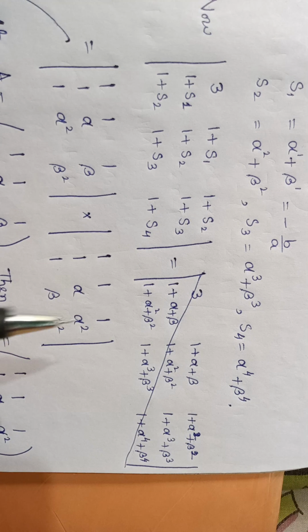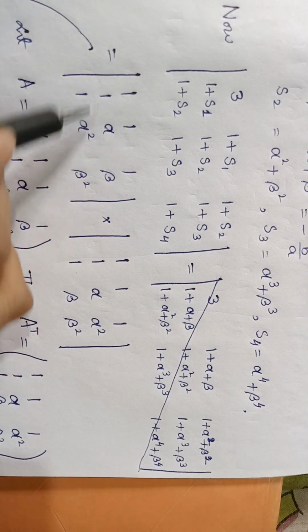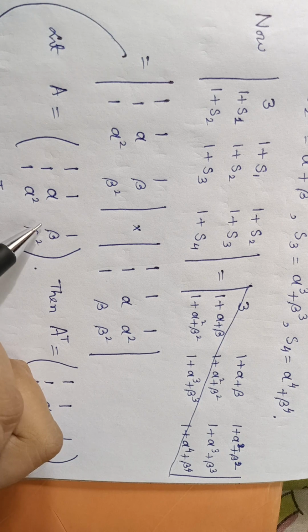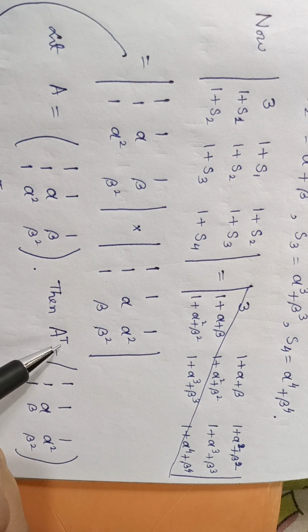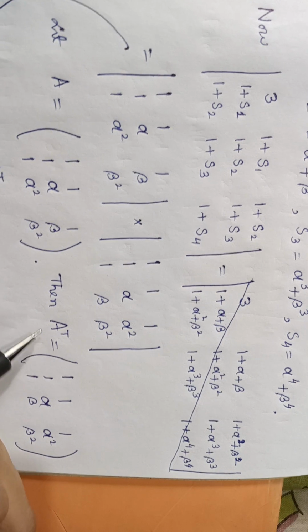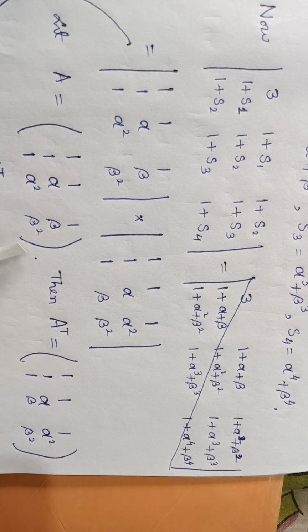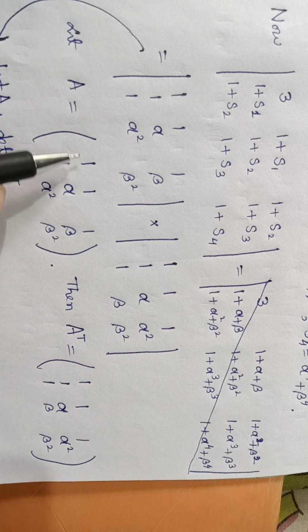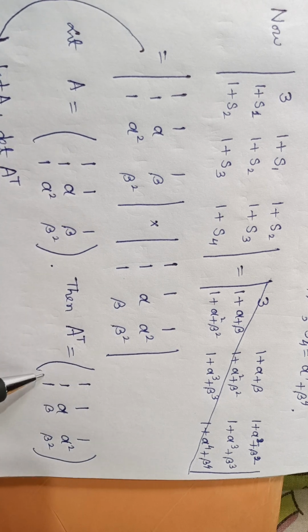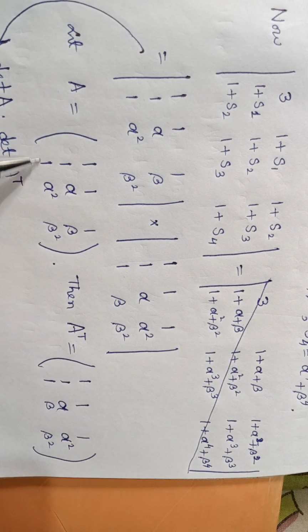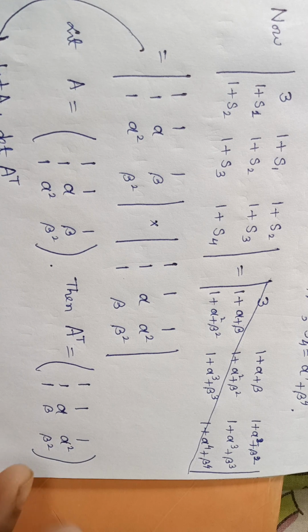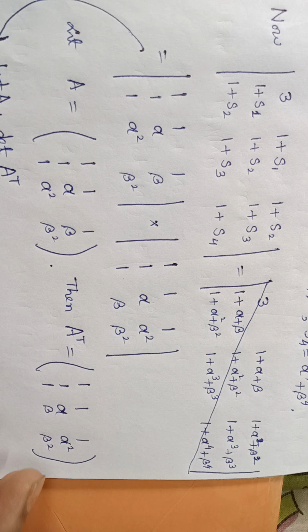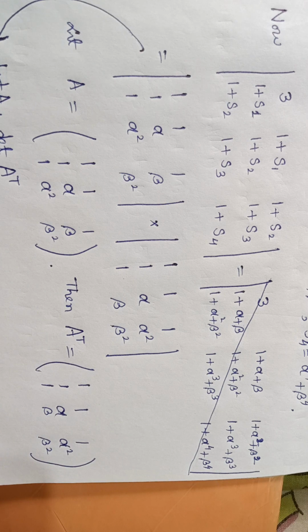Next, now if we consider this left side matrix as the capital A matrix, then A transpose will be the right side matrix. Just see how to find A transpose. The first row will be in the first column, second row will be in the second column, and third row will be in the third column. That means we have to write the row elements column wise. So we get A transpose.